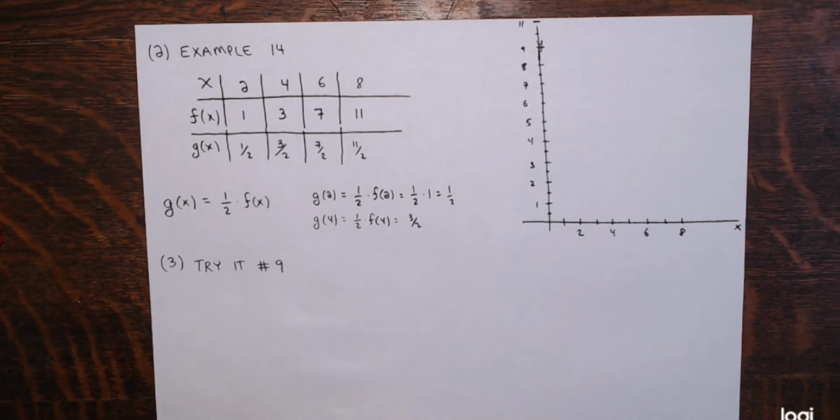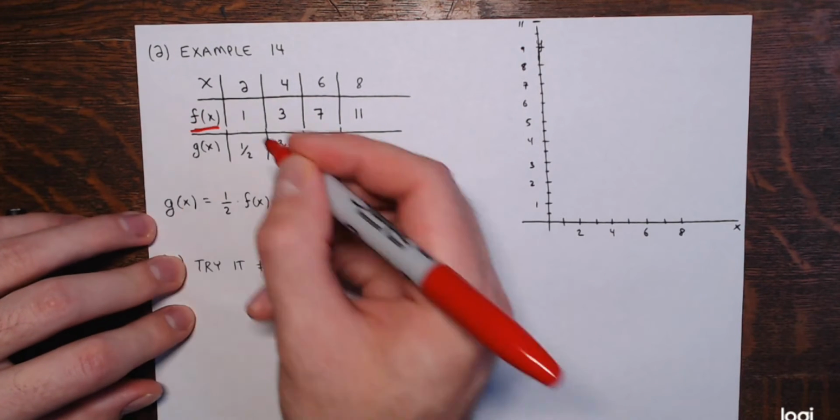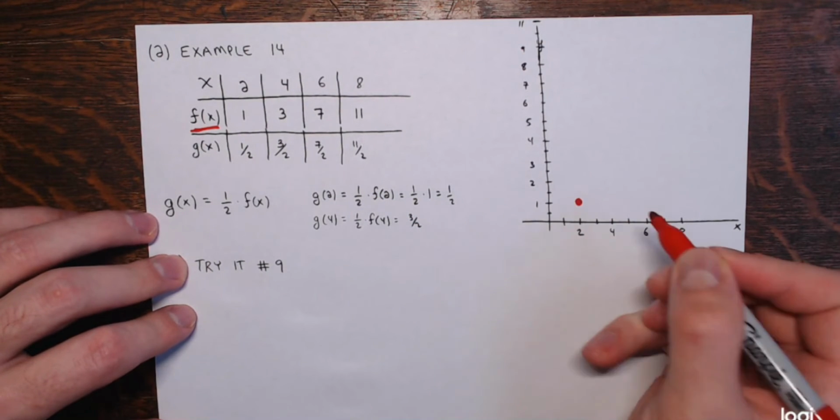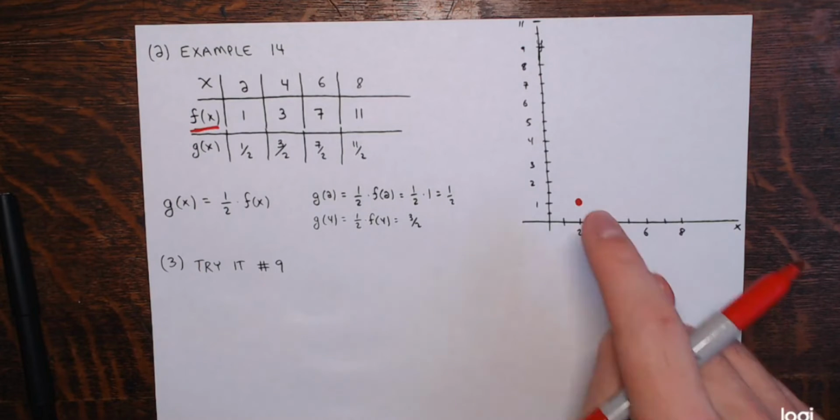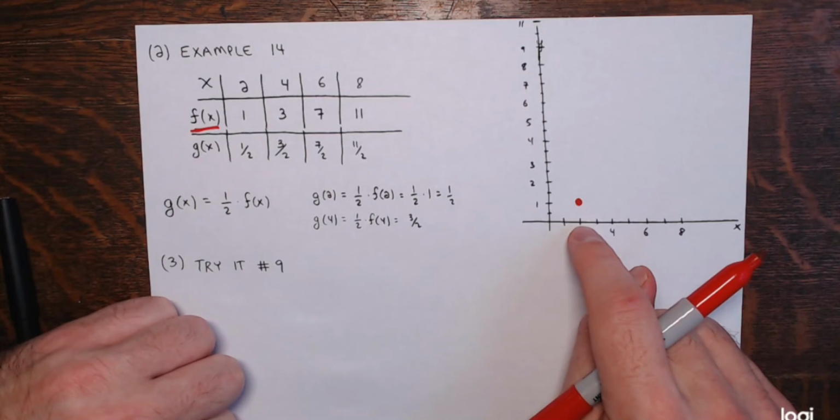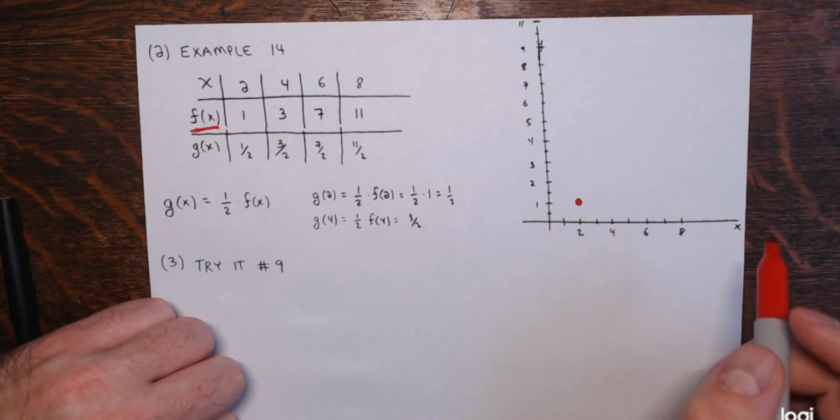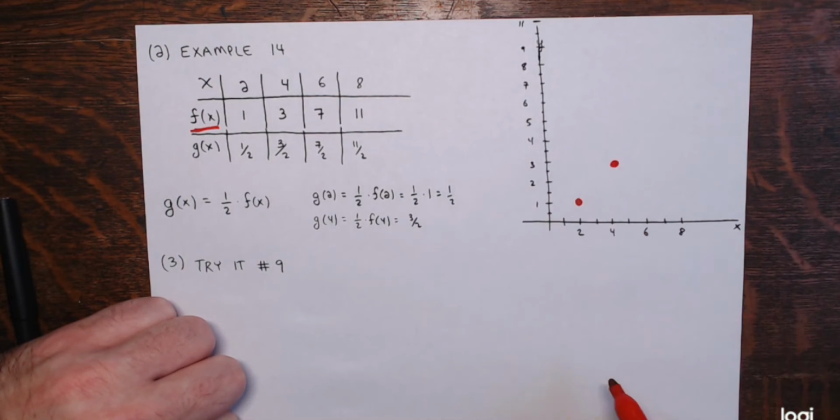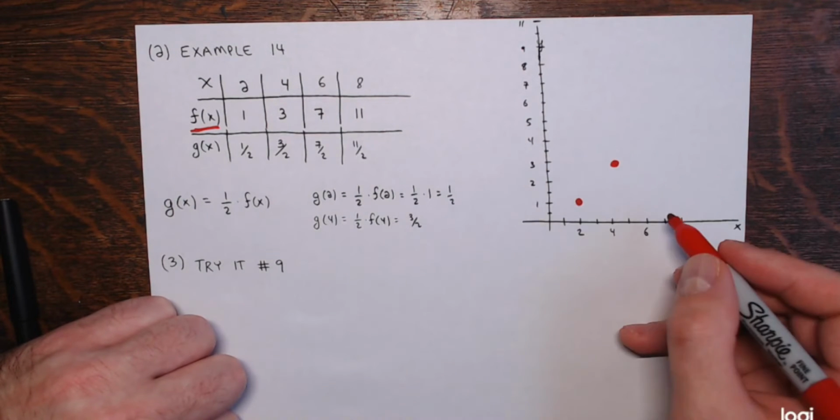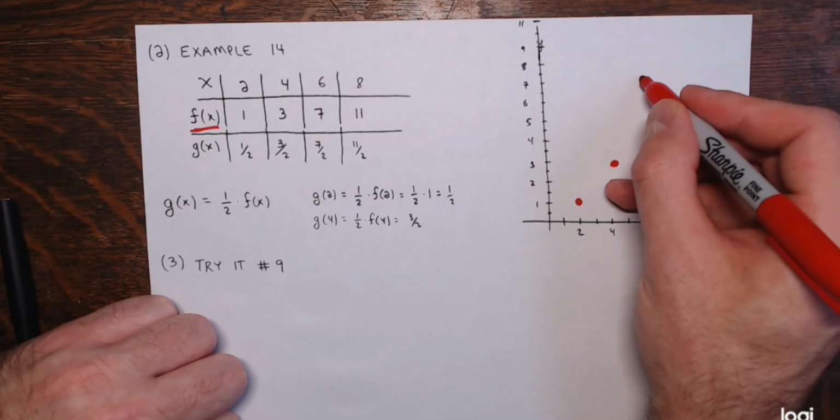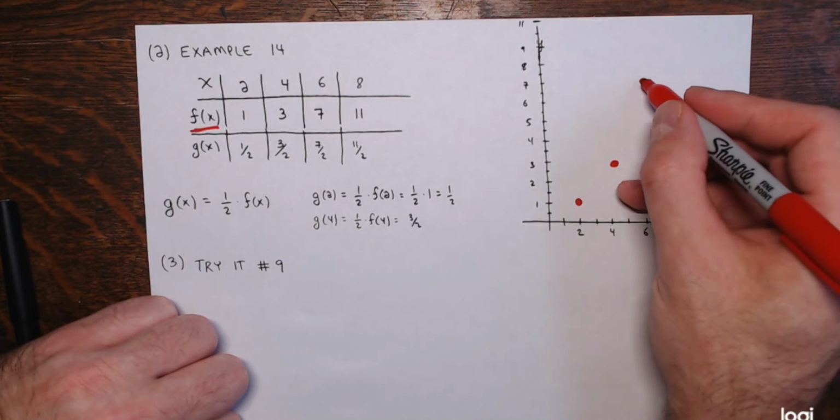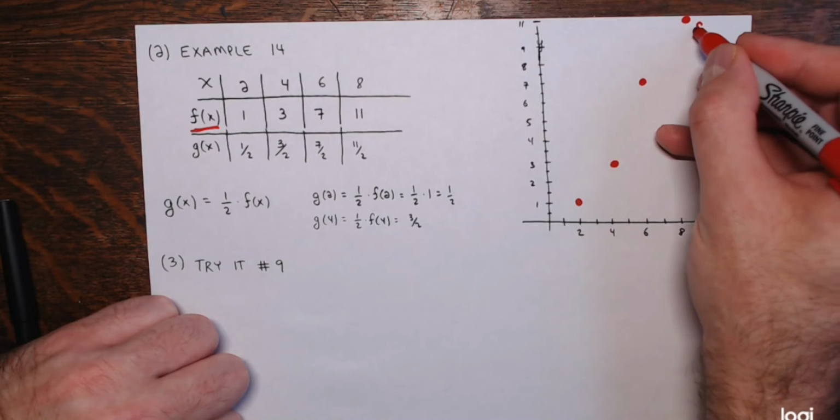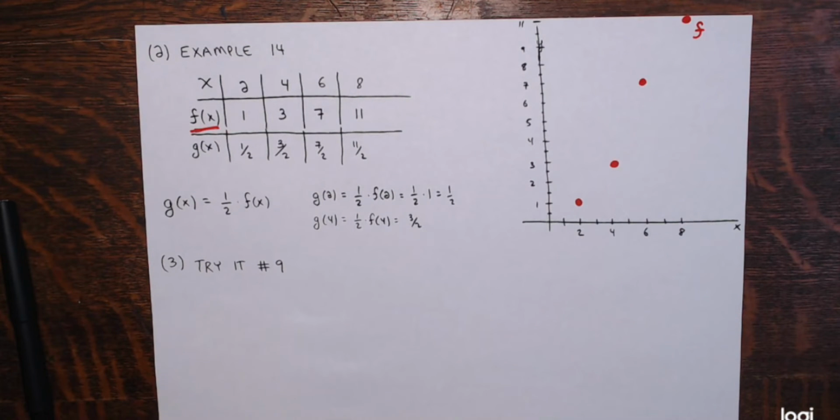Alright, so I'm going to graph f in red. So 2, 1, right? Input 2, output 1. There's that point. And notice that that is 1 unit away from the horizontal axis. Then 4, 3 is on the graph of f. 6, 7 on the graph of f, and 8, 11, all the way at the top here. So the red graph, all these red dots I'm making, is the function f.